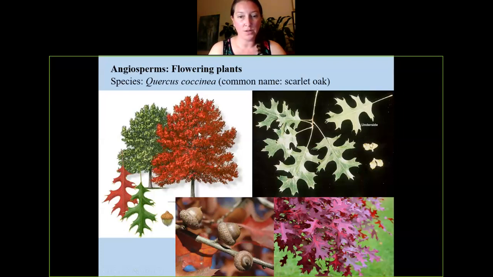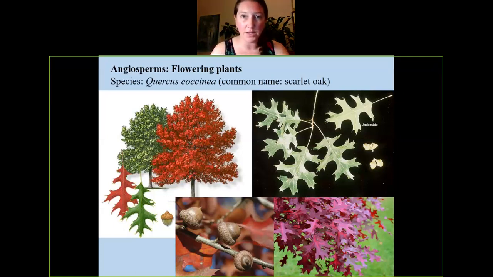Quercus also has acorns. There they are down there. Much smaller acorns than white oak. And in the fall, because it's deciduous as well, it turns into this beautiful scarlet red color, which you see at the bottom. Okay. I think we're almost there.